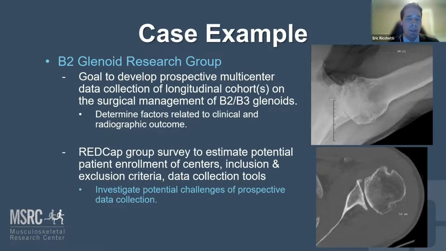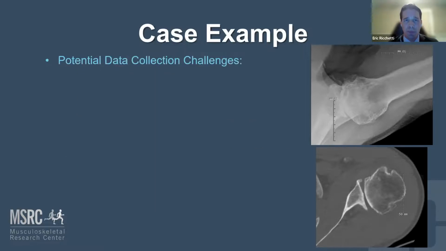And we tried to start to answer these questions using REDCap surveys, similar to what Andy and Carolyn highlighted, with getting group consensus around the potential number of cases we were going to have, what type of inclusion and exclusion criteria we would have, and the data collection tools we would use. And I think by going through this process, it brought out some of the challenges you can see when you try to build a multi-center group that has prospective data collection.